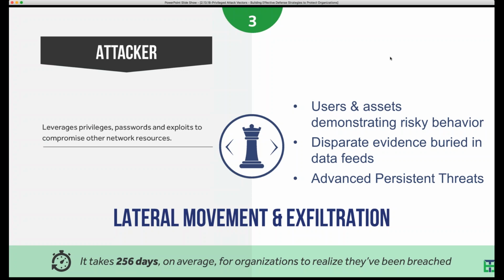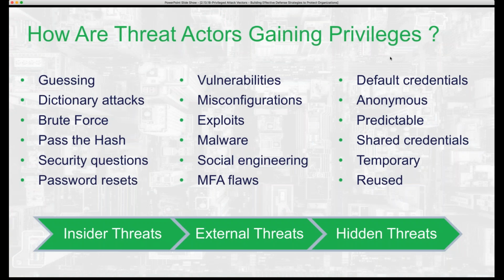Very, very common problem, very difficult to solve because we really don't know how our systems are intercommunicating on the same subnet. So we need ways of looking for it. We need a technique to basically view, see, and understand user behavior when they're doing something unusual in terms of lateral movement. So the most common ways threat actors are getting privileges, everything from guessing to brute force to pass the hash to exploits to predictable passwords.